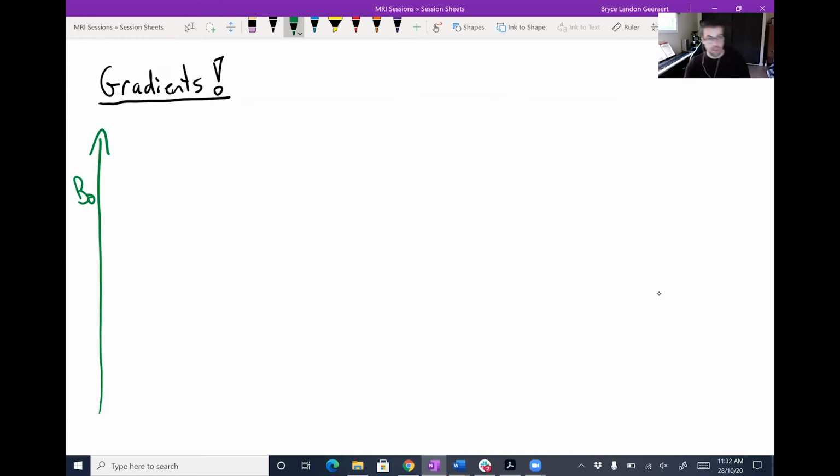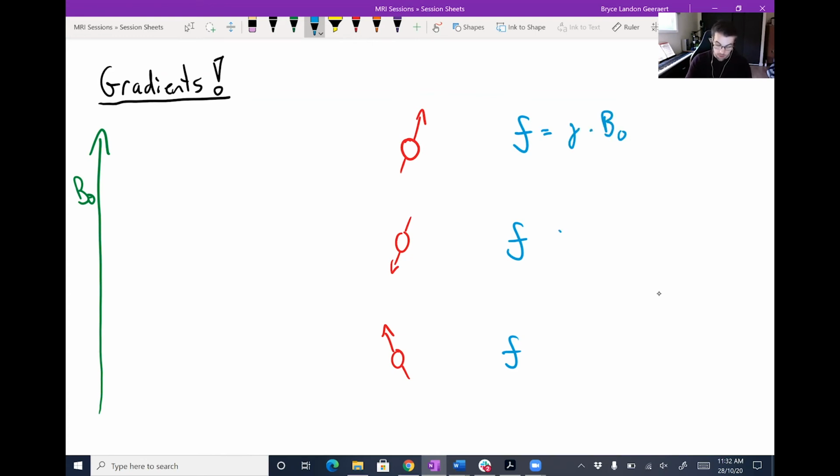This is our B0 field, right? Now, I'm going to draw 3 atoms, 3 protons. They're just having a great time in the magnetic field, right? They're precessing, at whatever phase they want because we're just looking at equilibrium. They're all precessing at the same rate. My fancy F stands for precession frequency, and it's the gyromagnetic ratio multiplied by the field strength for all of them.